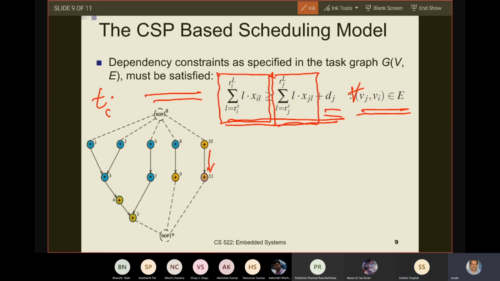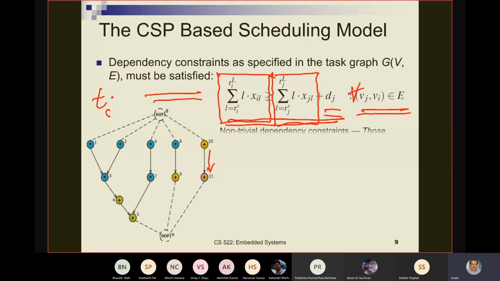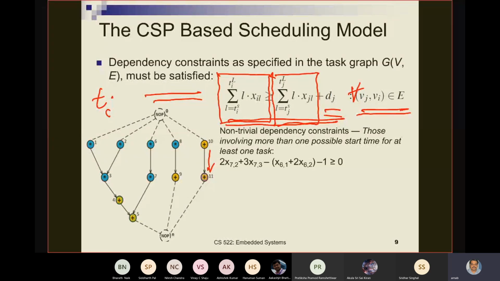So then I will go to the example. I will only look at the non-trivial dependency constraints, those involving more than one possible start time for at least one task. Let us understand this first constraint. If you understand the first constraint, all others will be easy. We said that the execution time of all these tasks in this task graph for our example is 1. This simplifying assumption we do.